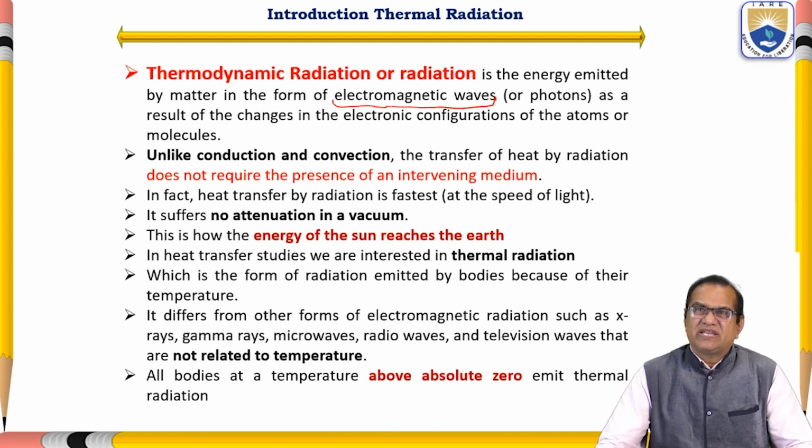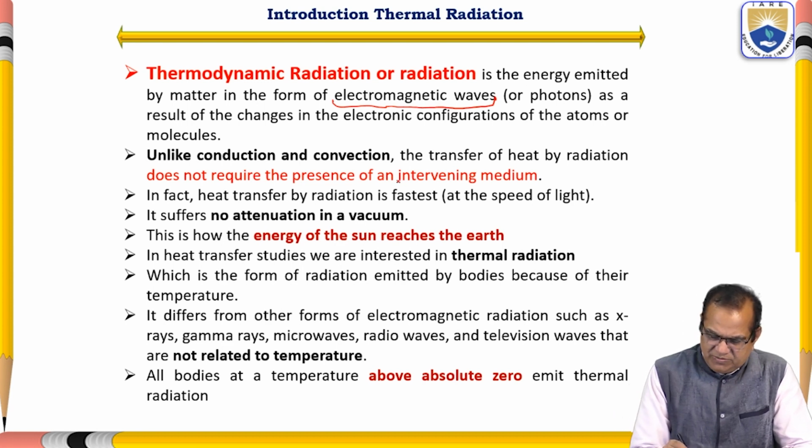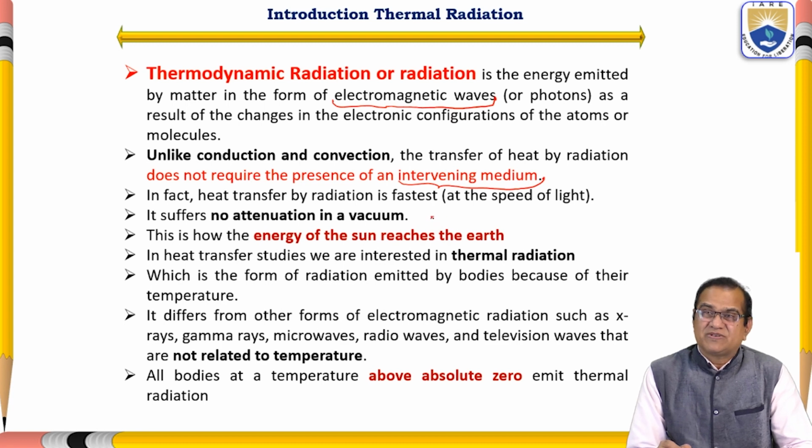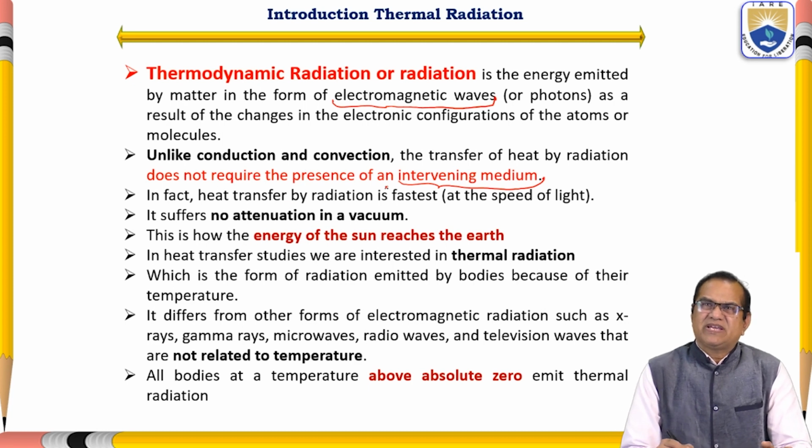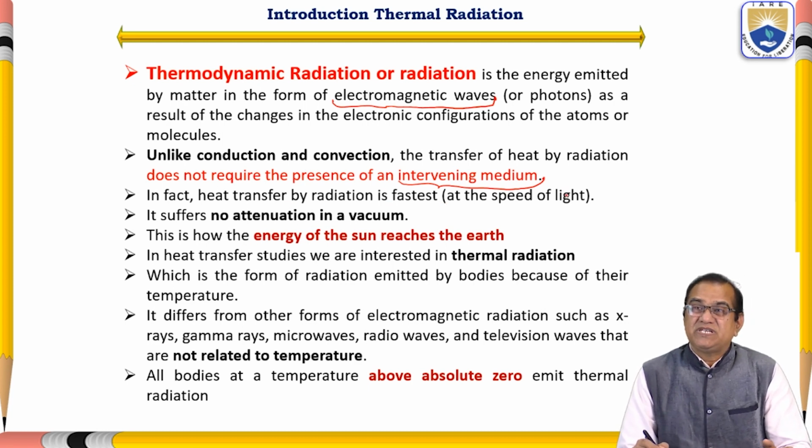Unlike conduction and convection, the transfer of heat by radiation does not require the presence of an intervening medium. In this, we don't need any medium. Without a medium, it will transfer the heat, like it is coming from the sun to the earth. In between, there is no medium. It is like a vacuum. Still, we are getting the heat. In fact, heat transfer by radiation is fastest, at the speed of light. So it is very fast.